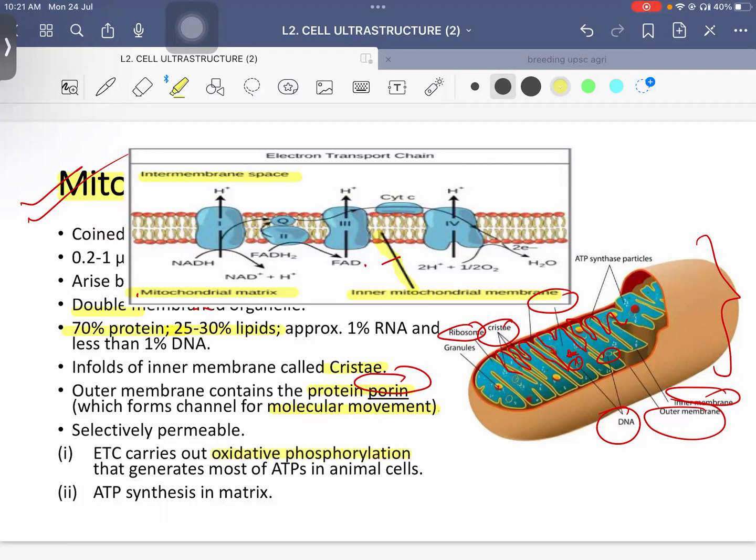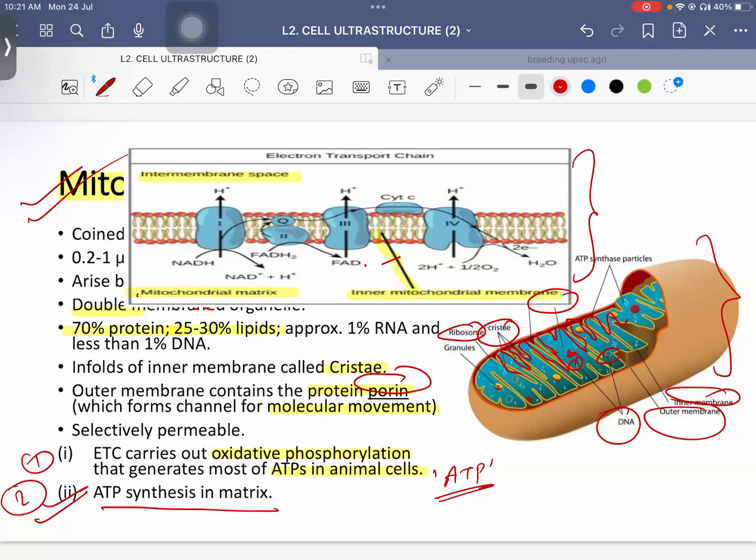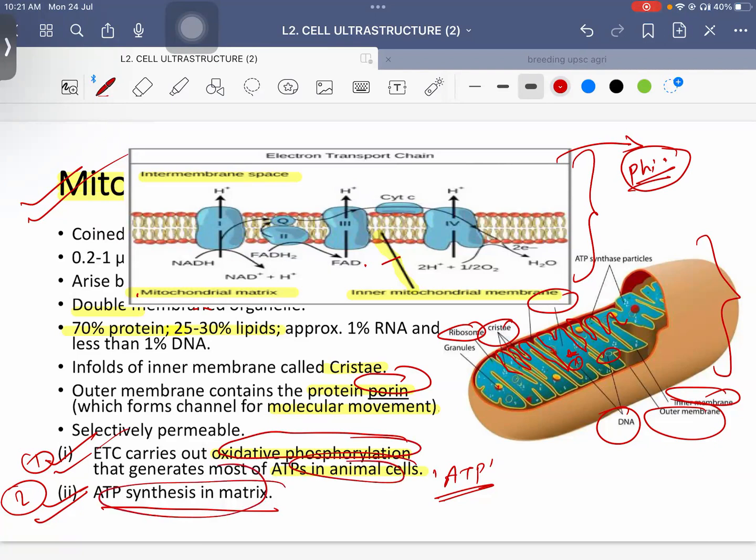It is useful for oxidative phosphorylation, which is the basis for the production of ATP. Also here is ATP synthesis in the matrix of the mitochondria. So these are the two important functions, and how this works is in our physiology portion. So here we should remember it is involved in the electron transport chain, which leads to oxidative phosphorylation and production of ATP in the matrix. These are the key points for mitochondria, which is also called the powerhouse of the cell.